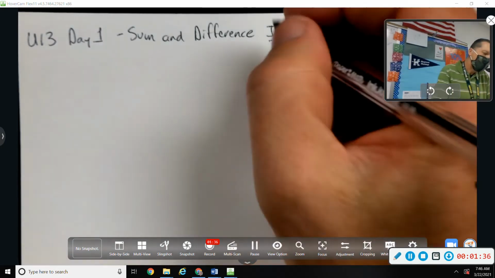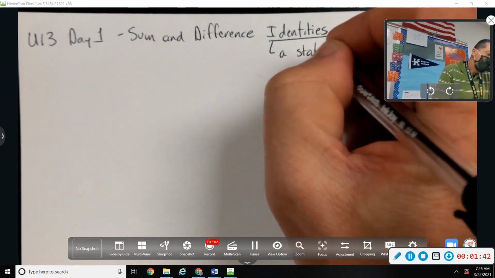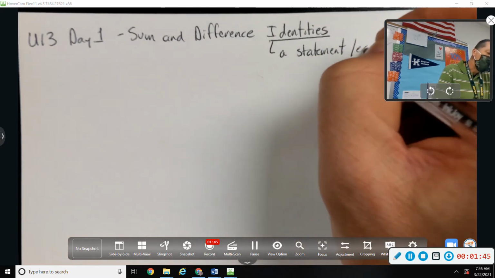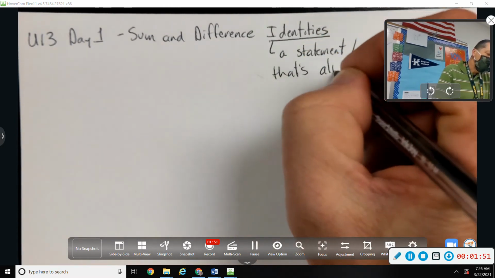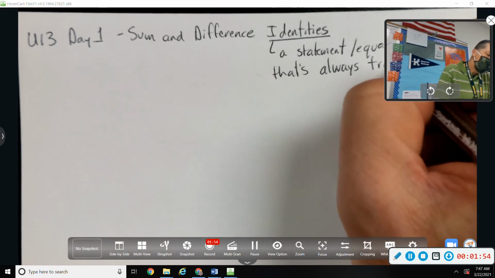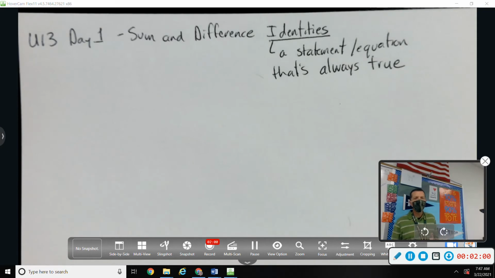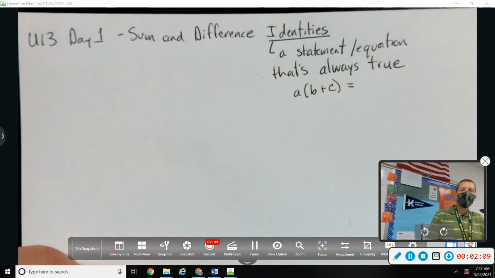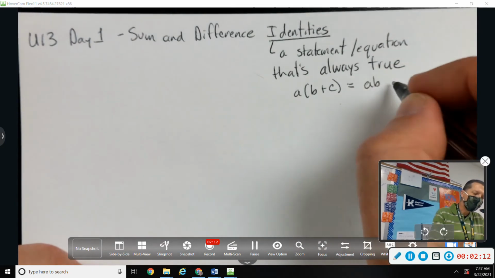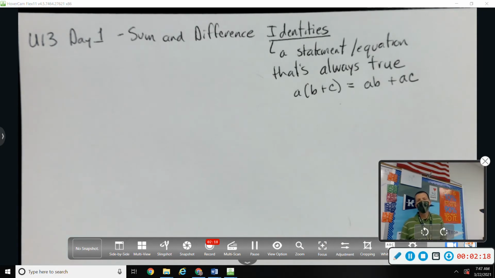So an identity is a statement or equation that's always true. Usually involving variables, usually meant to illustrate some property. So like A times B plus C, well, an identity would be that's also equal to AB plus AC, right? That would be demonstrating the distributive property from long, long ago.